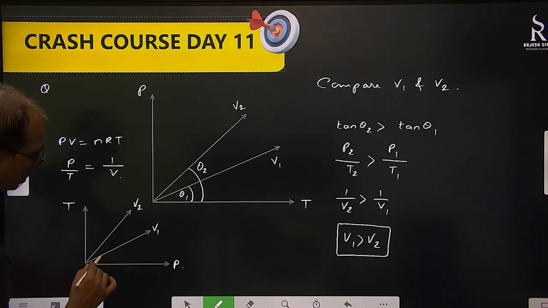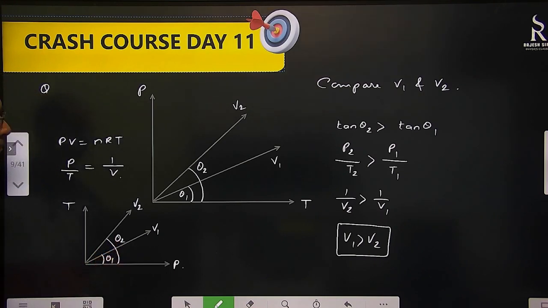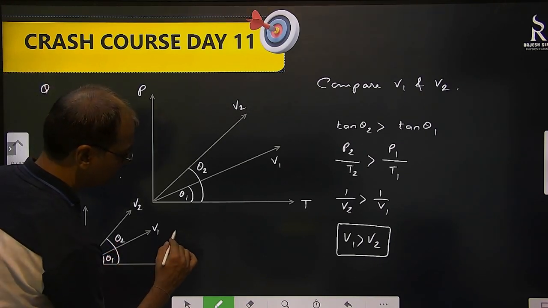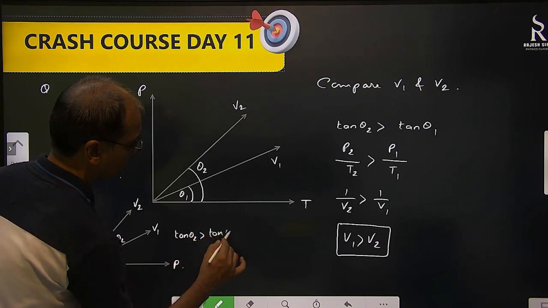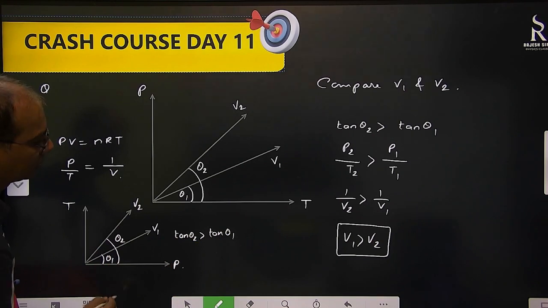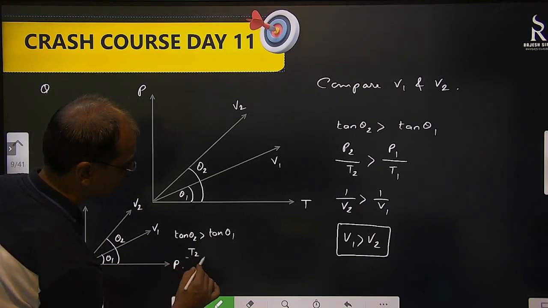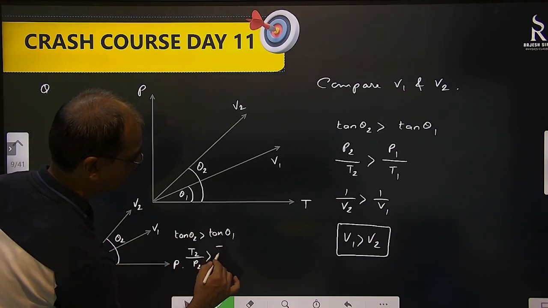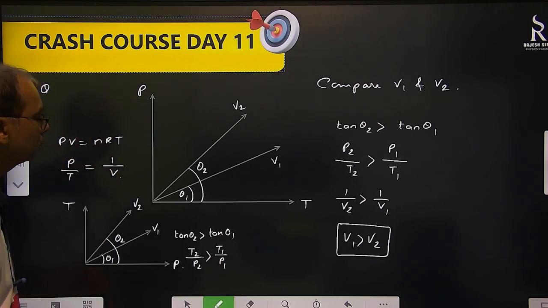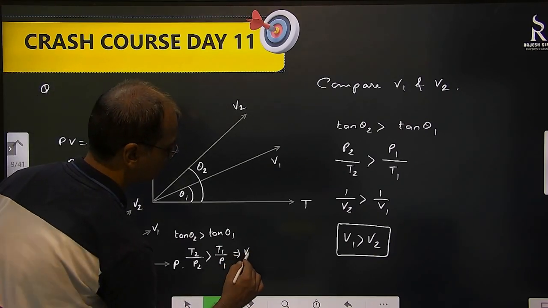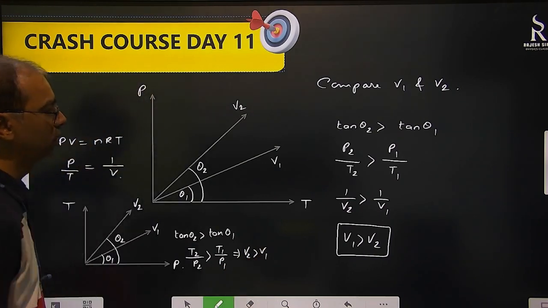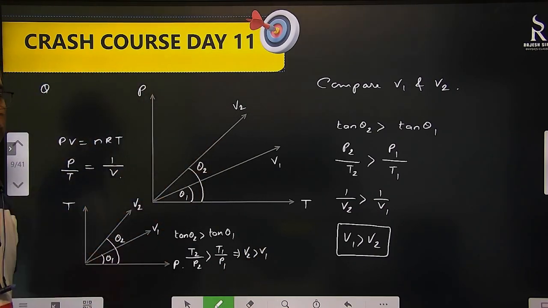Now you can see here this is theta 1 and this is theta 2. tan theta 2 is greater than tan theta 1 here also. But what are tan theta 2 and tan theta 1 here? tan theta 2 represents T by P. That means T2 by P2 is greater than T1 by P1. Now what is T by P? T by P means the inverse of this, so it represents V. So here V2 comes greater than V1. So be careful whether a PT graph is there or a TP graph is there.